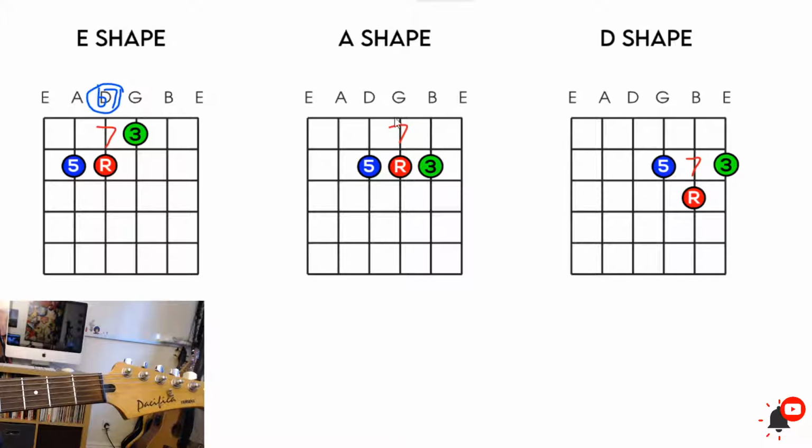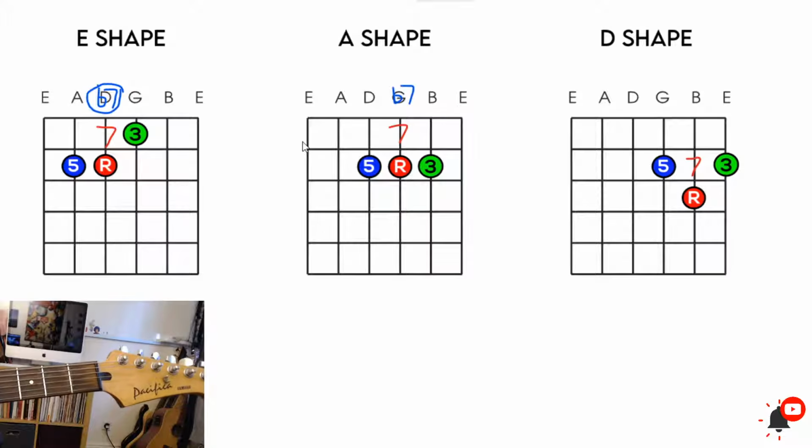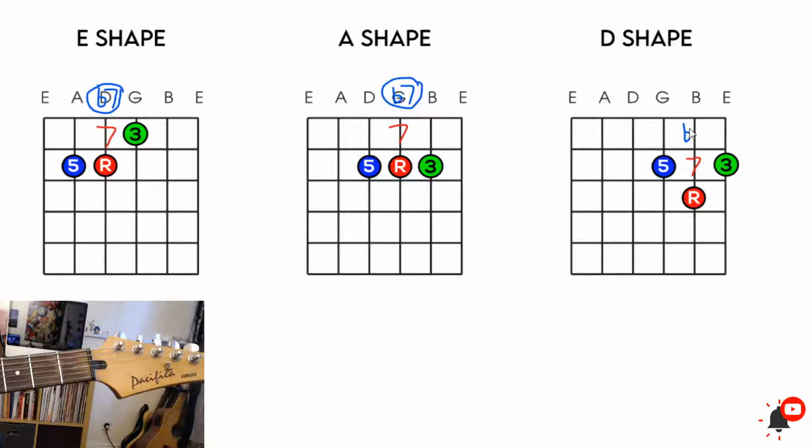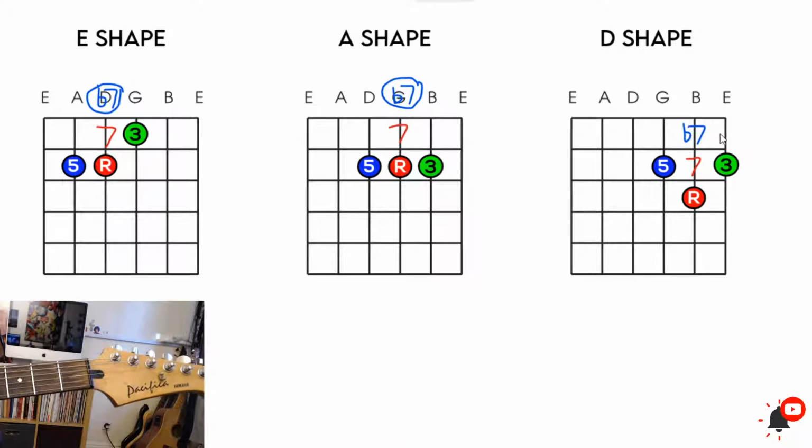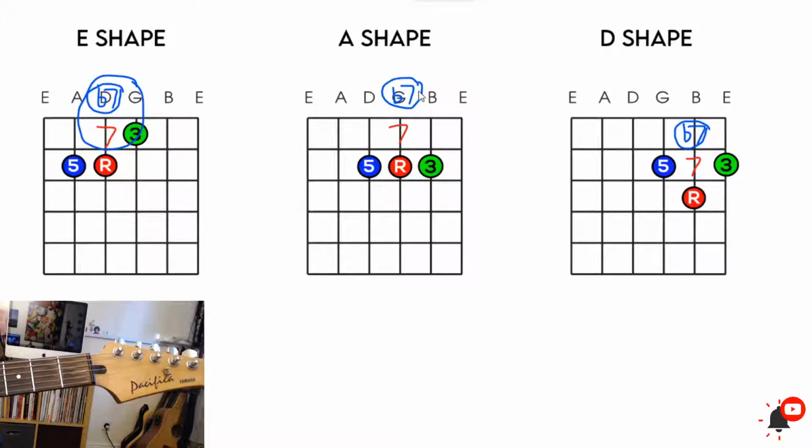And if we go back to the A shape, you can see we get the same thing, and this means that that flat 7 there lives on an open string. Then we have the flat 7 on the D shape, it lives 1 fret underneath. The thing that I want you to get is that you've got to remember that these shapes live in pairs. Like I say, major and minor intervals live together. So there you can see we've got the major 7th and the minor 7th. There, major 7, minor 7. Here, major 7, minor 7.